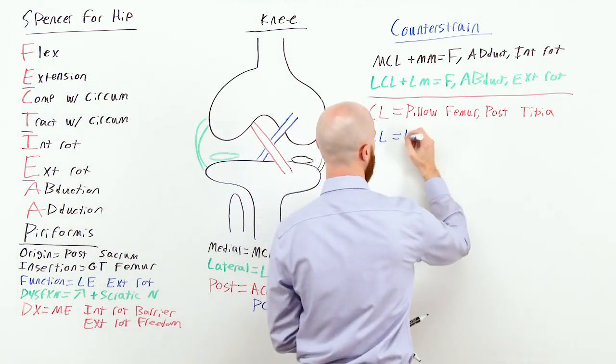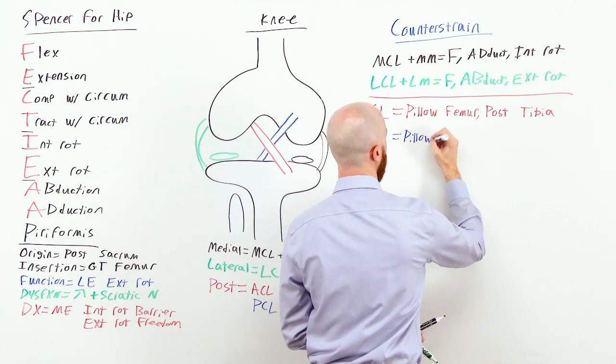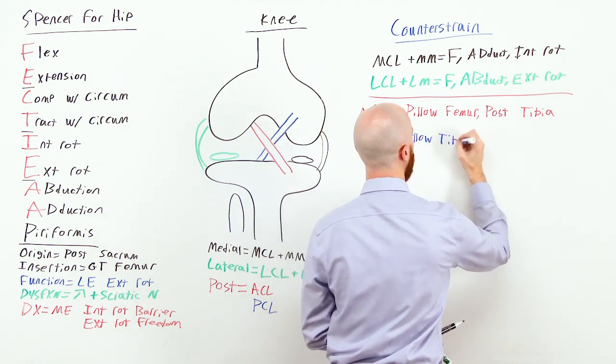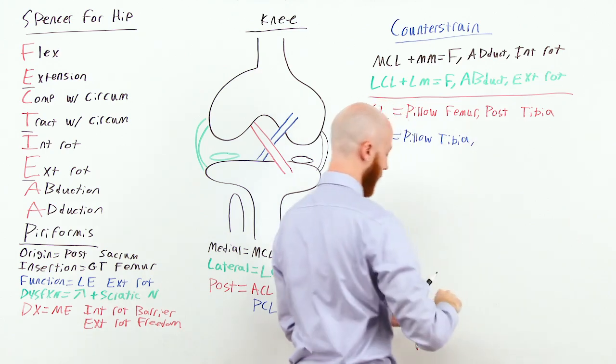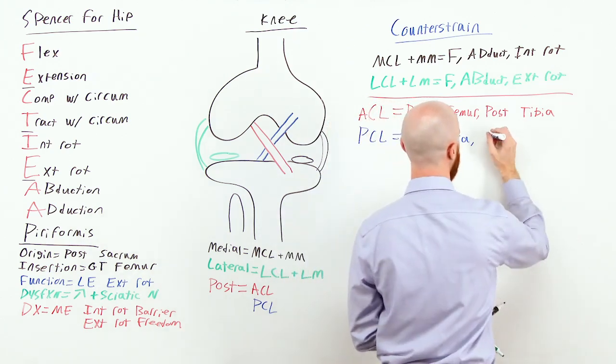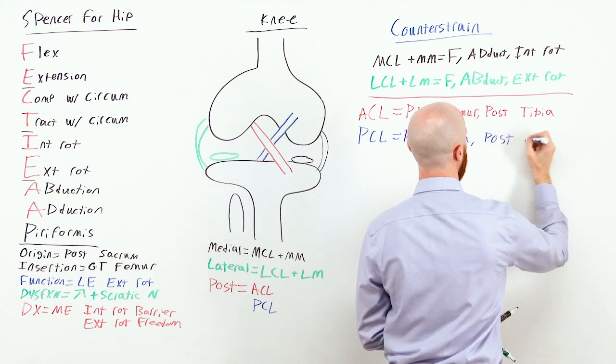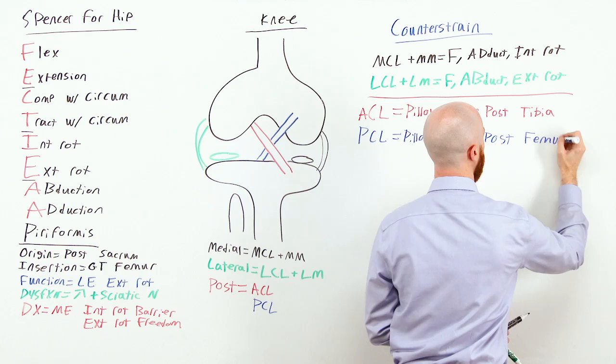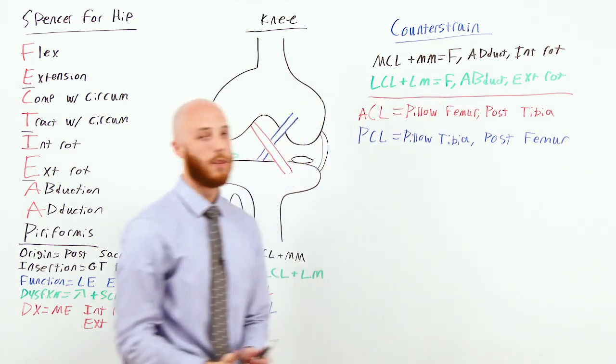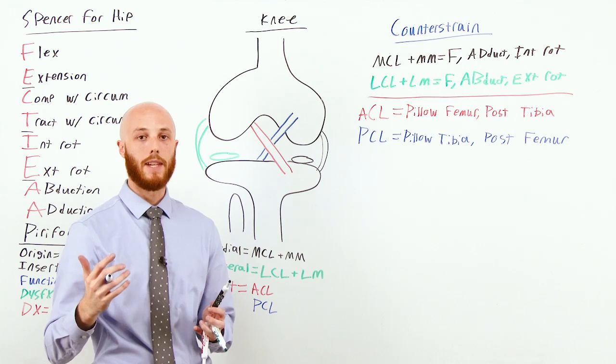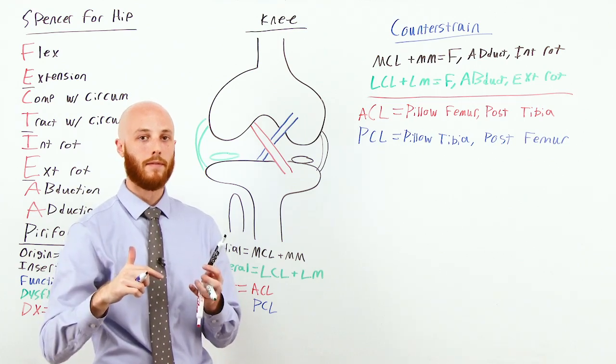So we're going to place the pillow under the tibia, and we are going to push posteriorly on the femur. This motion will then bring both ends of the PCL closer together.